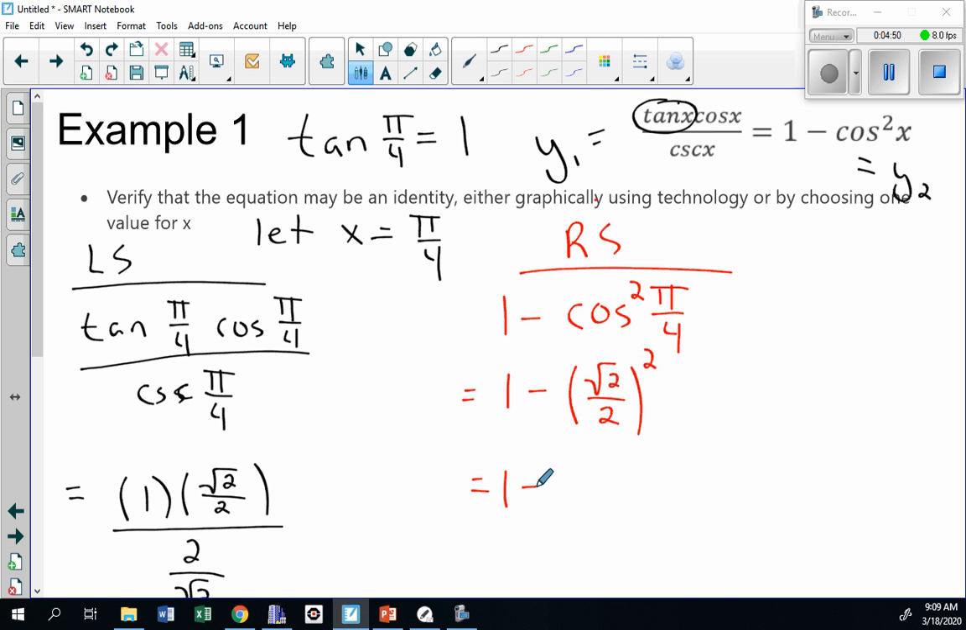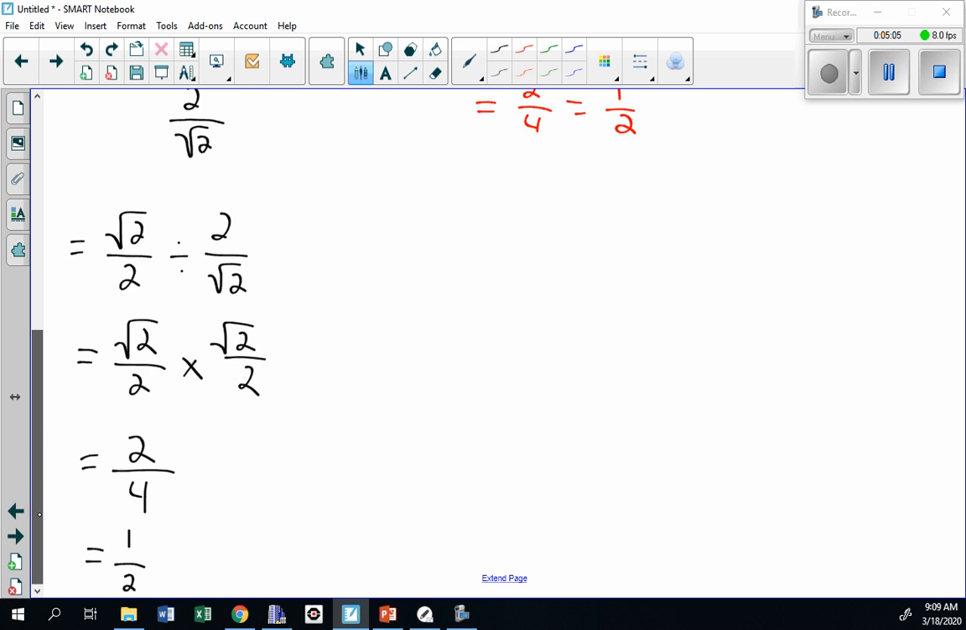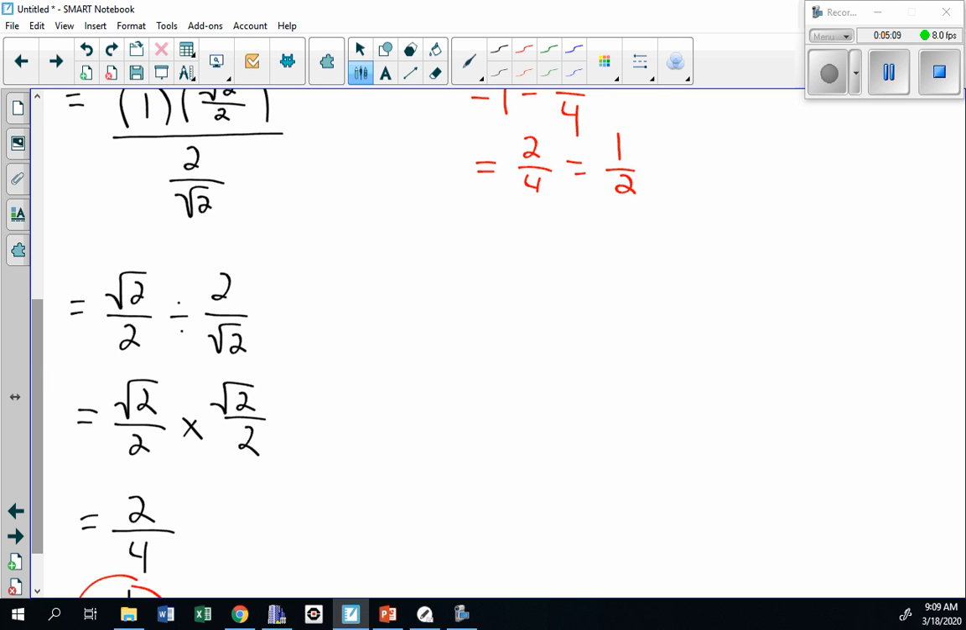Square root of 2 times square root of 2 is 2, and then 2 times 2 is 4. Now that also gets me 2 over 4, which we know already is 1 over 2. So we should check, did our left side equal our right side? Well, it looks like it. We got 1 over 2, and we got 1 over 2. Perfect. Now you need to make sure you answer the question.